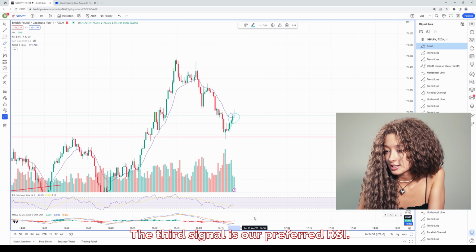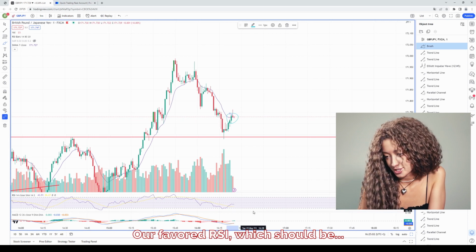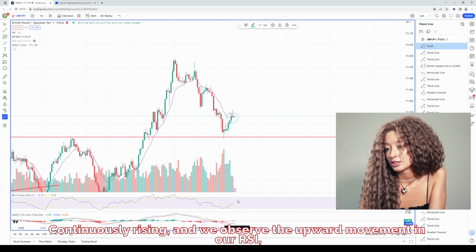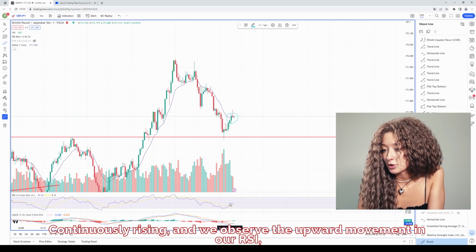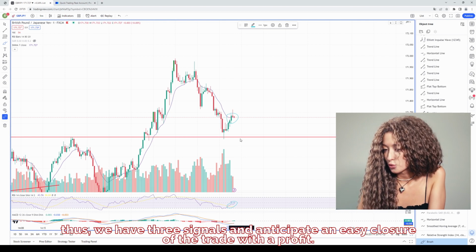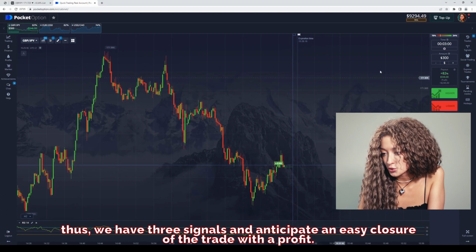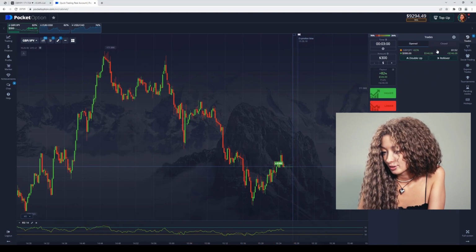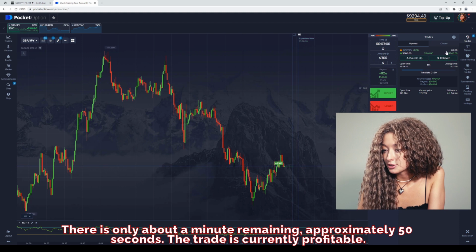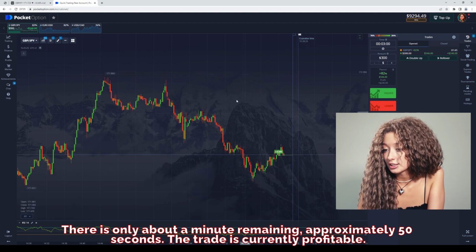The third signal is our preferred RSI. Our favorite RSI should be continuously rising, and we observe the upward movement in our RSI. Thus, we have 3 signals and anticipate an easy closure of the trade with a profit. There is only about a minute remaining, approximately 50 seconds. The trade is currently profitable.